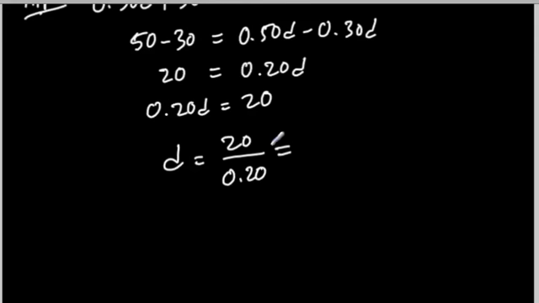Some people had issues with dividing this, but one simple way is to multiply the top and bottom by 10. The top becomes 200, and the bottom, the decimal point moves one to the right, so it becomes 2. So it's 200 divided by 2, which is equal to 100. In other words, if you drive 100 kilometers, it's economically neutral. It doesn't matter which car company you go with.